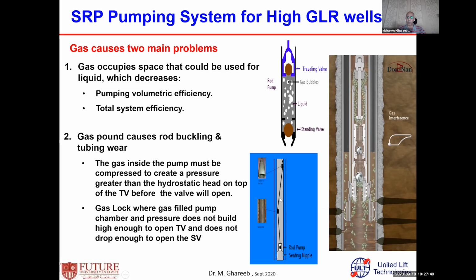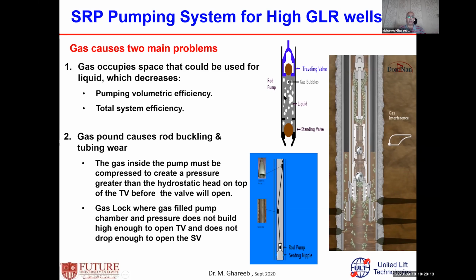And if you have rod buckling, then there is a tendency for the coupling of the rod to contact the tubing and create some friction inside the tubing. The worst case of this, as I said, is a gas lock. Gas lock is when the gas starts to increase, gas interference starts to increase, and the pump is a poor design, not a good design.